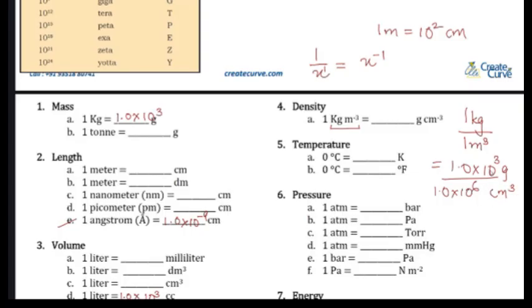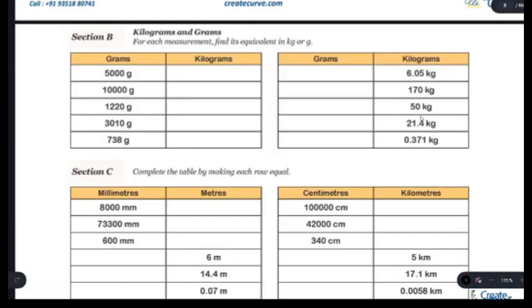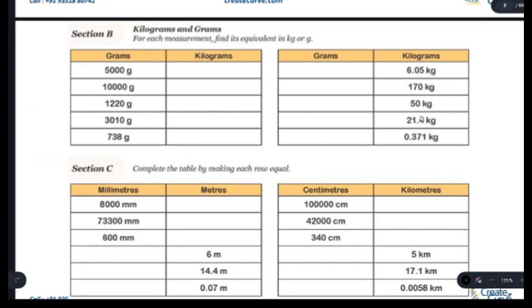Solving them, this will become 10 to the power 3 minus 6, into gram upon centimeter cube. So therefore, I can rewrite this as 1.0 times 10 to the power minus 3 gram per centimeter cube. All right. So this is something that I wanted to reiterate and share with you. I have a few questions here. If you want, please have a look at it.